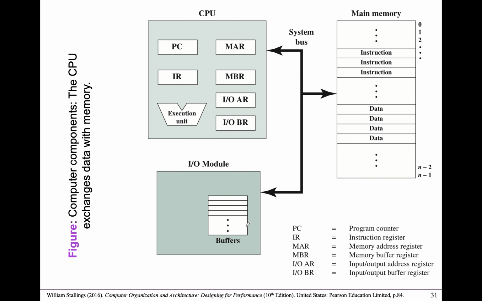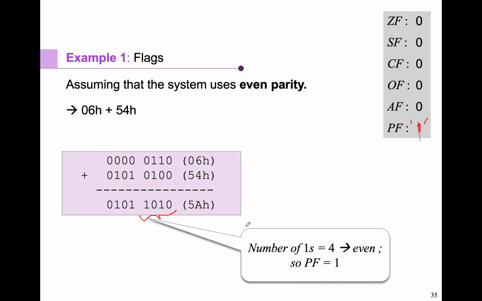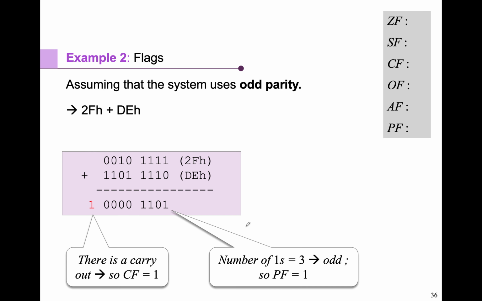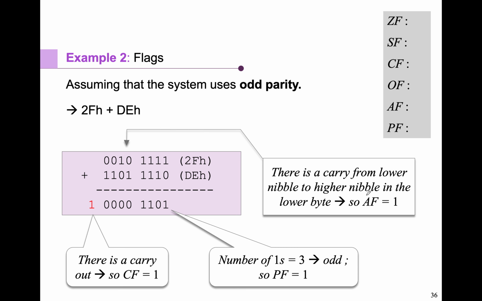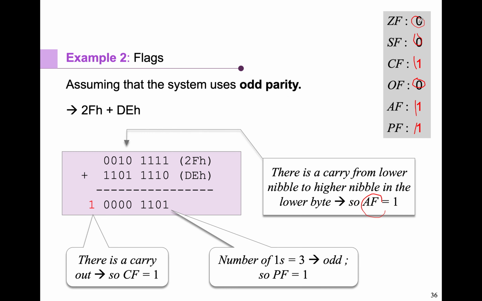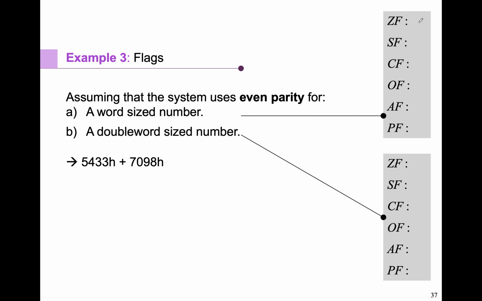Sorry, wrong error. That's why you can see over here, you have AF as 1. And you also have CF, and you also have PF. The rest will remain 0. So this is the answer.